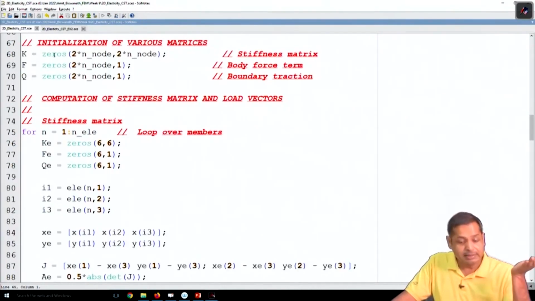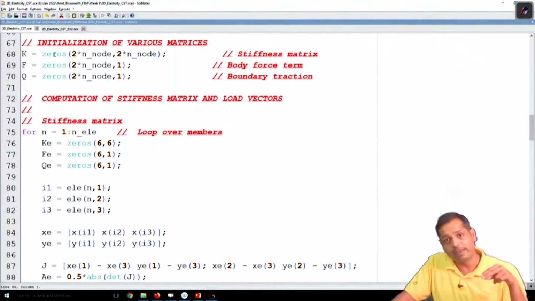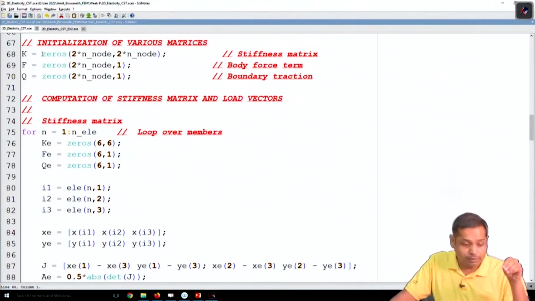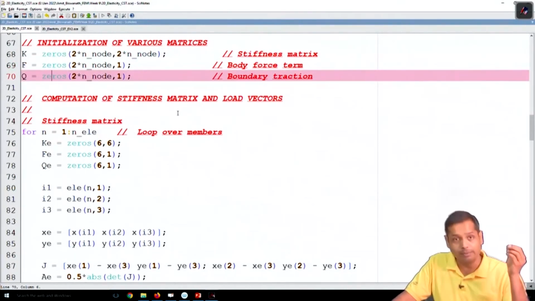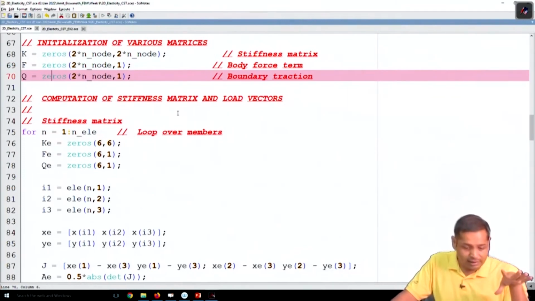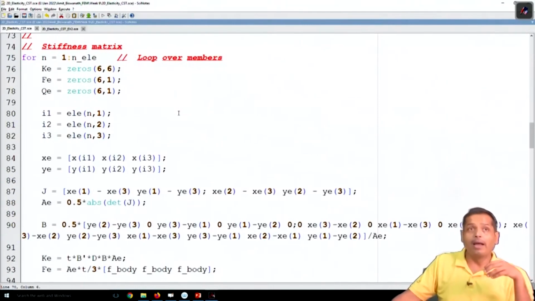Then the next is the initialization of various matrices. Now here at every node we have 2 degrees of freedom, ux and uy. So the size of the stiffness matrix will be 2n by 2n. In this case, n underscore node is the total number of nodes we have in the system. Similarly, the body force term will be 2n by 1, and then the traction term will also be 2n by 1. Now, once this is done, next thing is computation of stiffness matrix and the load vector.